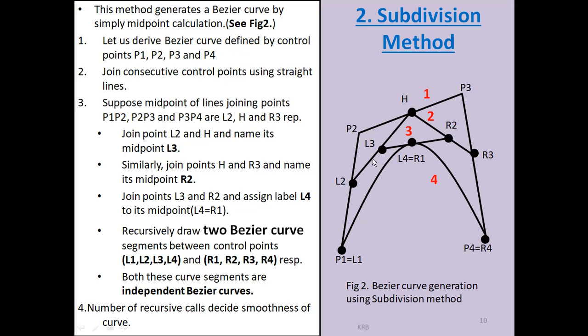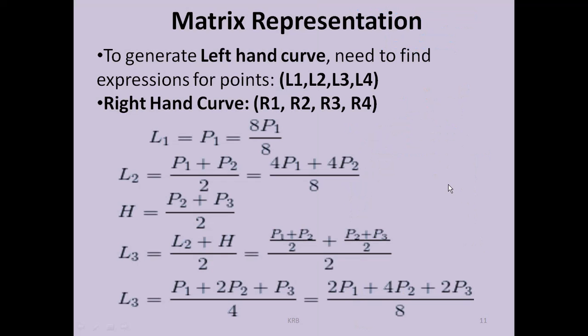There are 1, 2, 3, 4, 5, 6, 7. But as both the Bezier curves are independent of each other, that's why we have put 8P1 divided by 8. So L1, that is nothing but P1, equals 8P1 divided by 8. Similarly, L2 is the midpoint of line P1, P2, that's why we have written the formula as P1 plus P2 divided by 2. And as we have to show that the curves are formed between 8 points, we have converted this expression into 4P1 plus 4P2 divided by 8, that is, we are multiplying both numerator and denominator by 2.